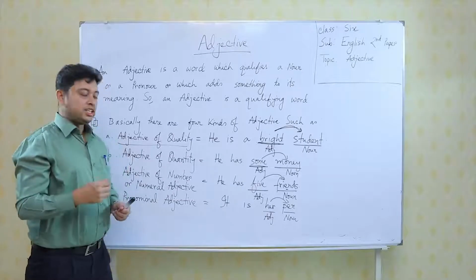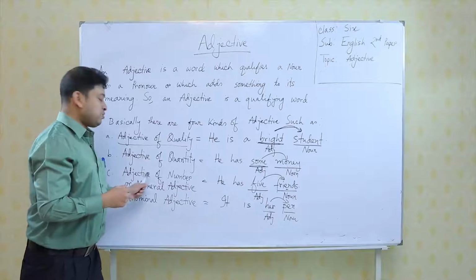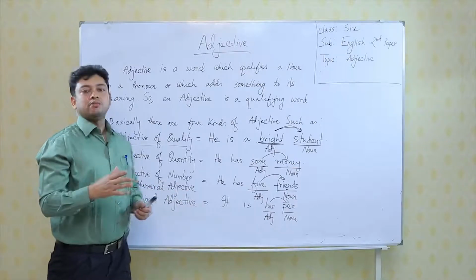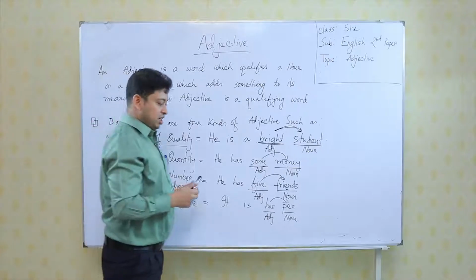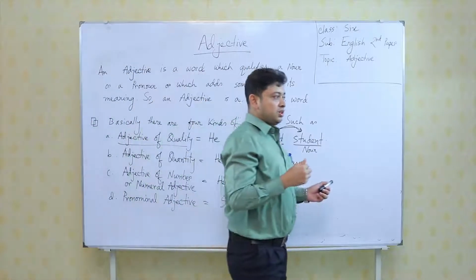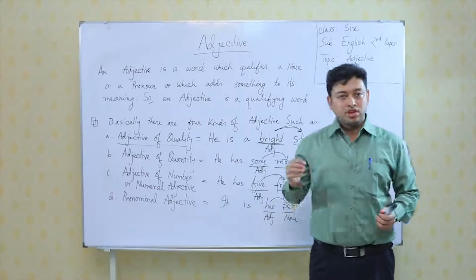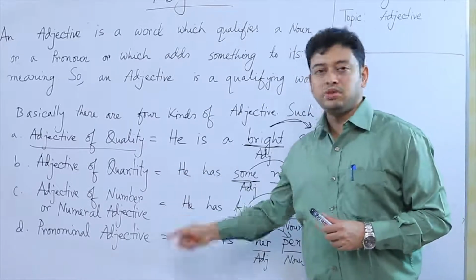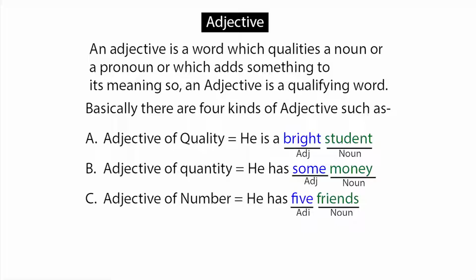We can also define it as adjective of number or numeral adjective. That means in the exam, if the example is given here and if you write down this as an adjective of number, your answer is correct. If you say this is numeral adjective, your answer is correct as well.